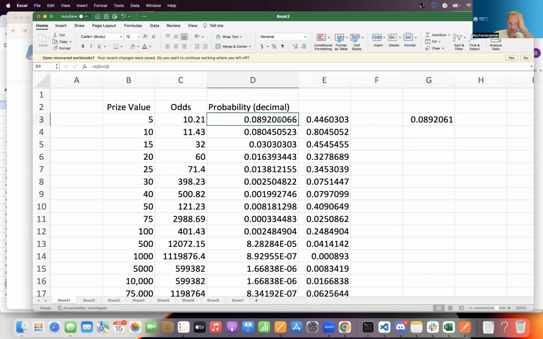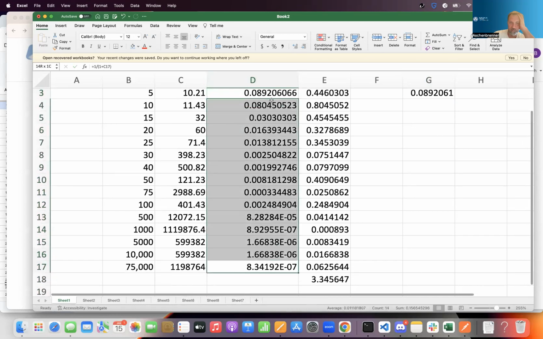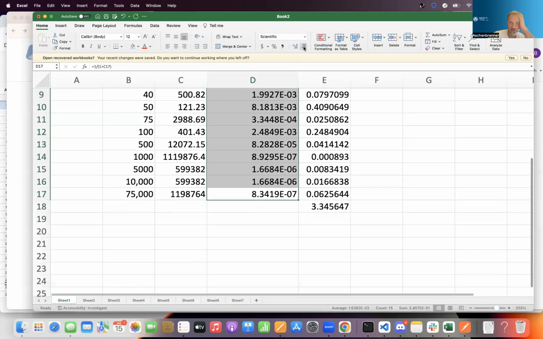I'm getting more decimals here, so it looks bigger. Let me just shrink up the decimals here, so we can see that they match.